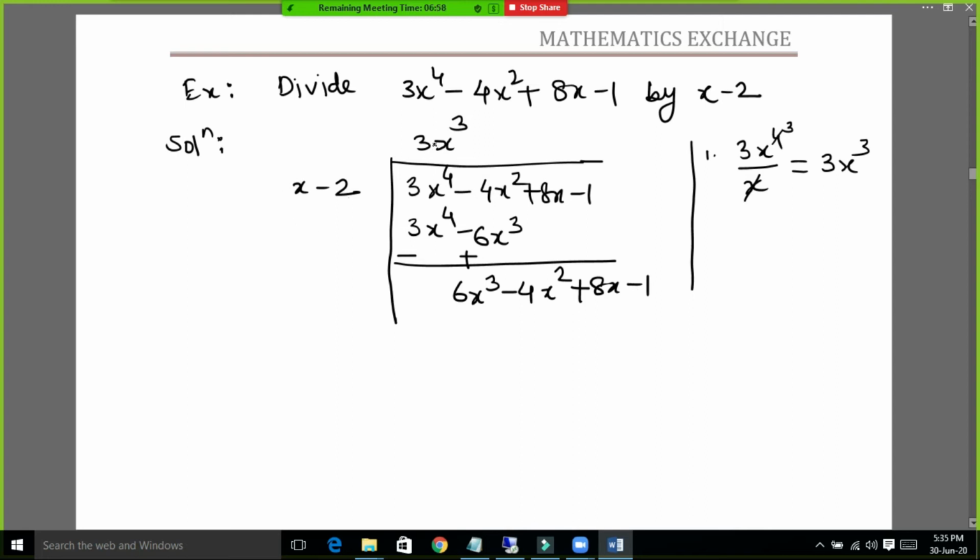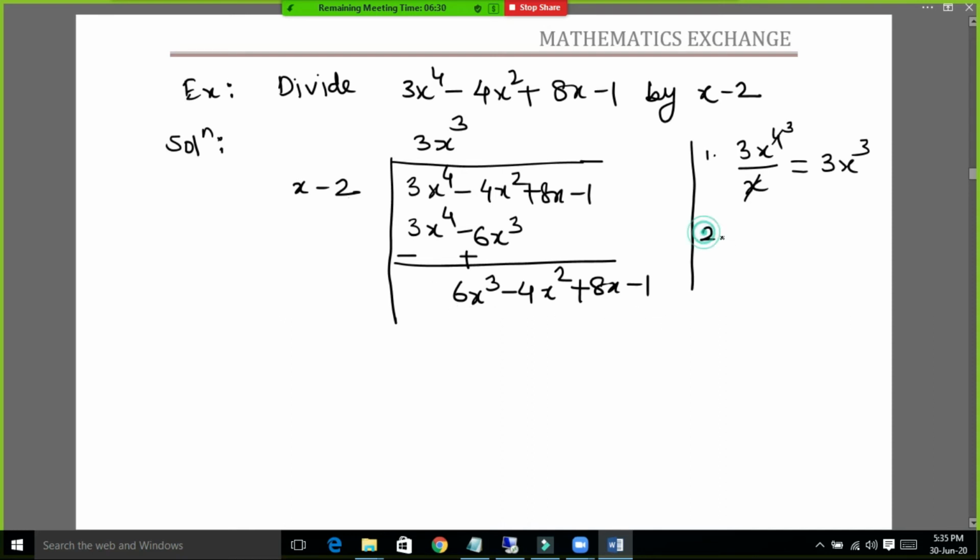Since after multiplication of the divisor polynomial with the quotient we get only two terms, remember that we only change the sign of the new terms. So we have changed the sign of 3x to the power 4 and minus 6x cube, and all the other terms leave as they are. So this is the next required polynomial.